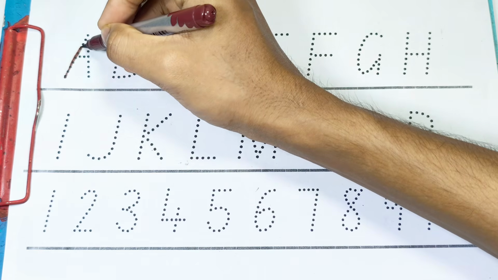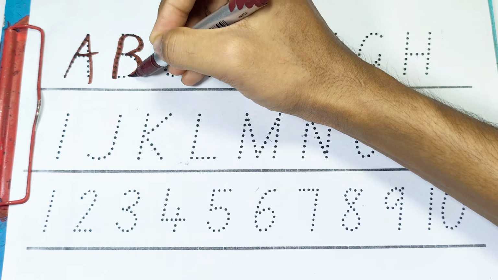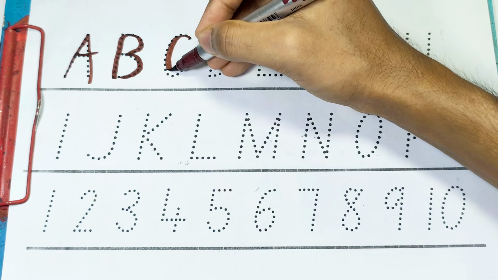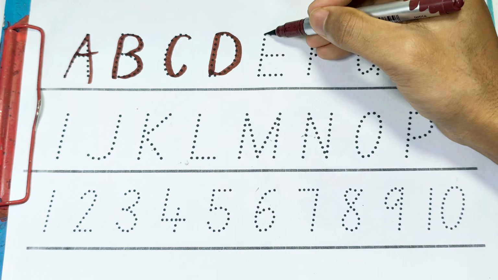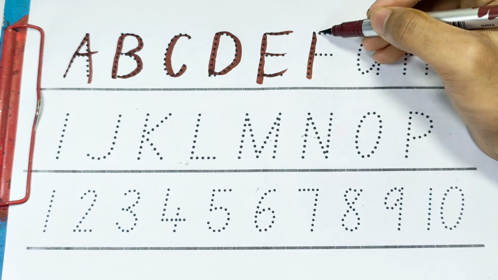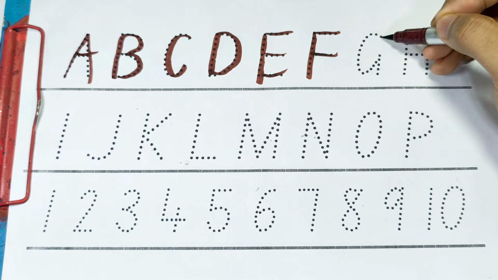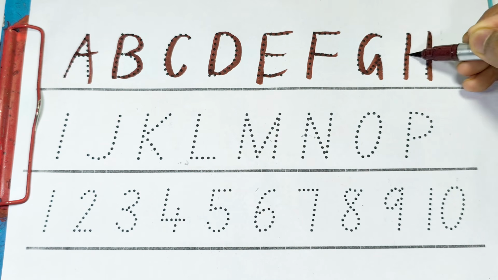Writing the alphabet of A. The next one is B, C for cow. The next one is D, E for egg, E for elephant. Kids, the next one is F for fish, F for fan. Stay with us. G. The next one is H.